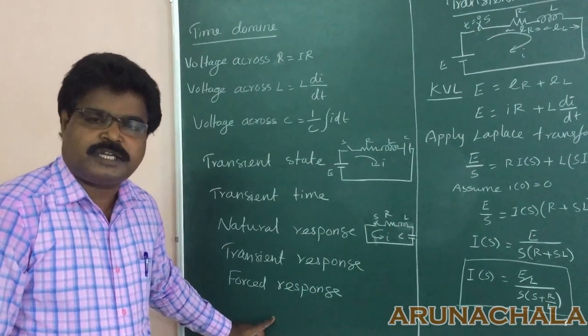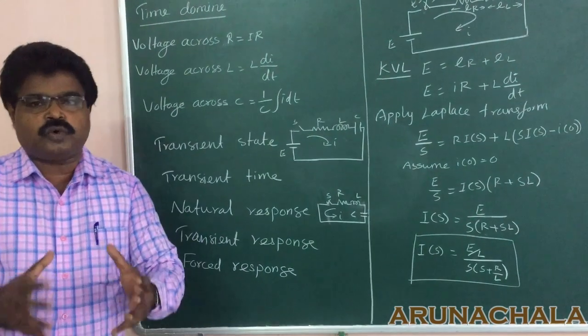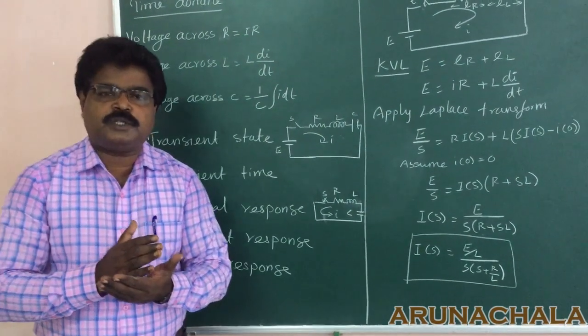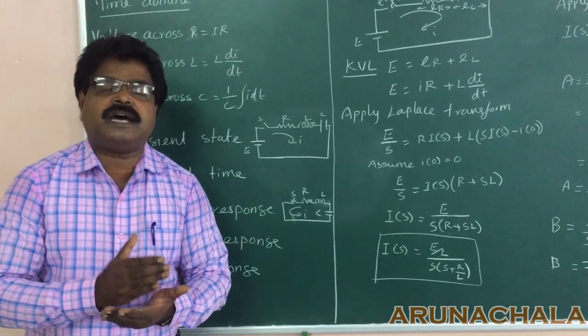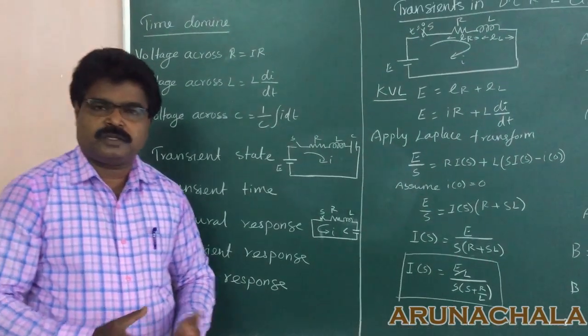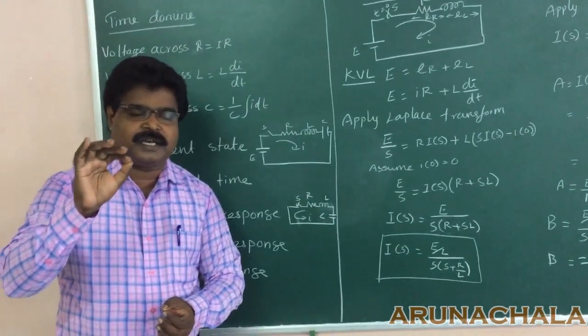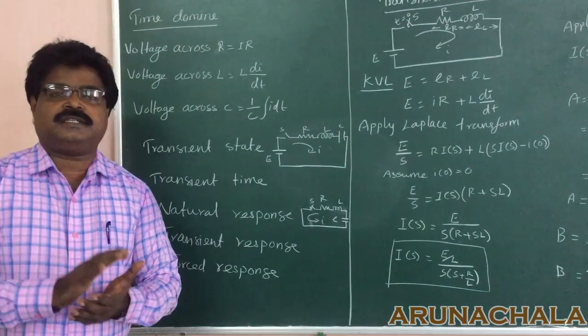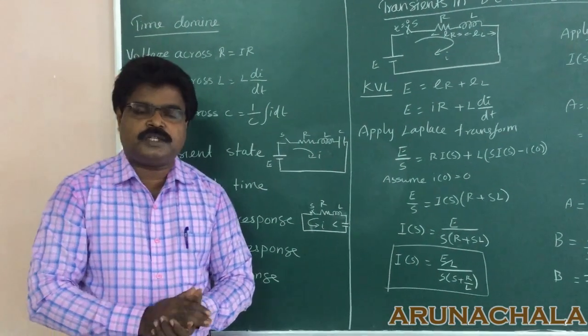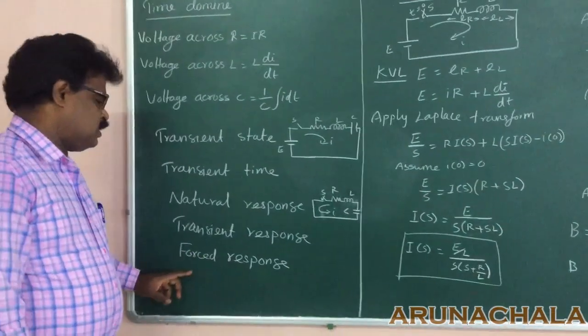The other one is called forced response. What is forced response? The circuit containing source. The behavior of the circuit is purely dependent upon the sources available in the circuit. So that is called forced response. What is meant by forced response? The circuit consists of energy storing elements and voltage sources. The behavior of the circuit is purely based on the sources. So that's called forced response.